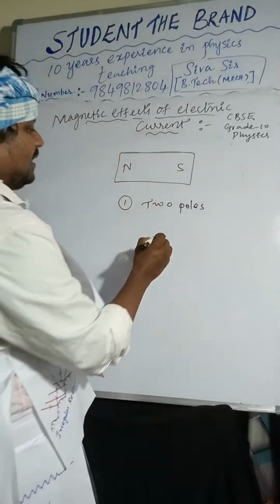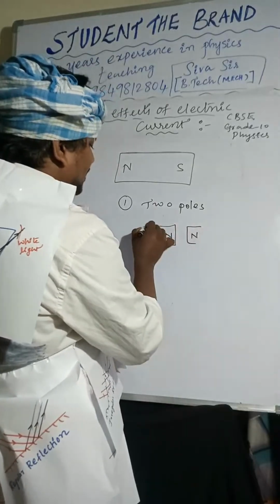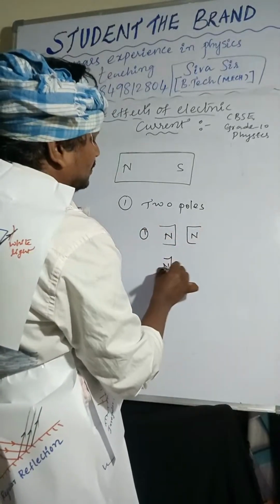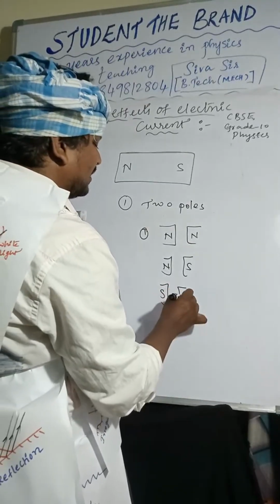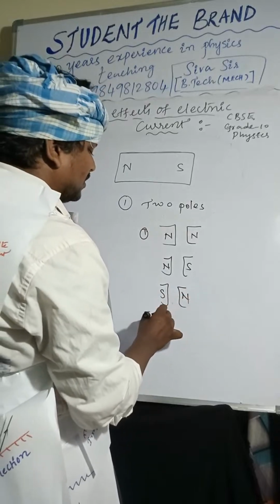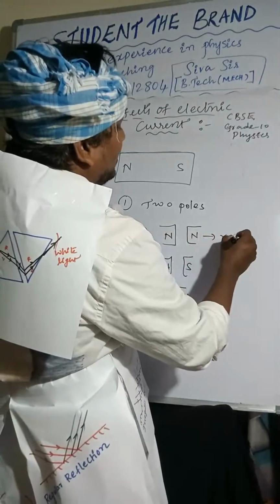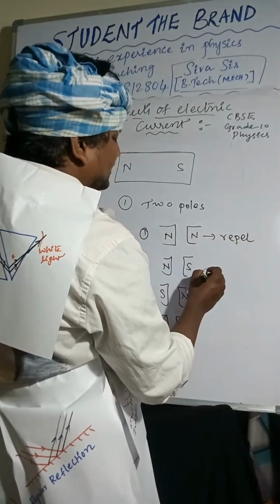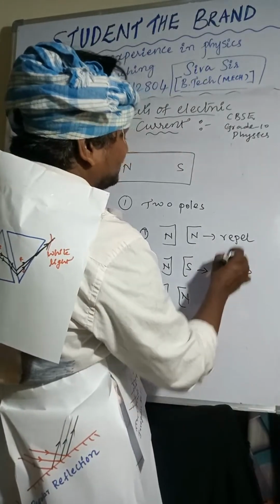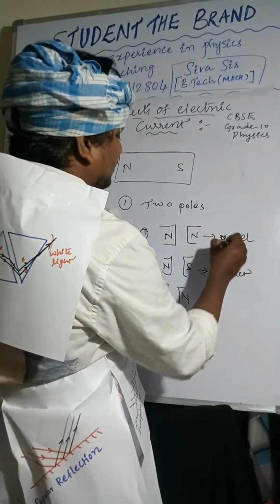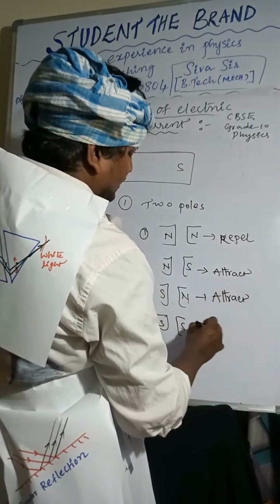Now, north pole and north pole will repel. North pole and south pole will attract. South pole and north pole will attract. South pole and south pole will repel. So we can understand that two dissimilar poles will attract and two similar poles will repel. Here it repels, here it attracts, and here also it repels.